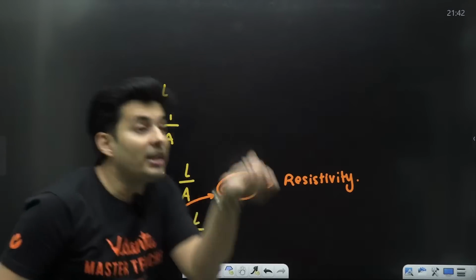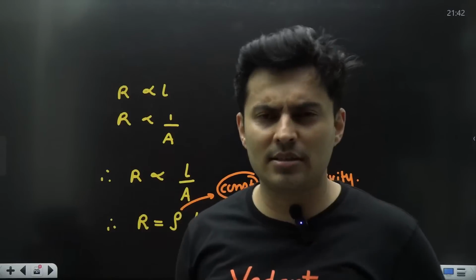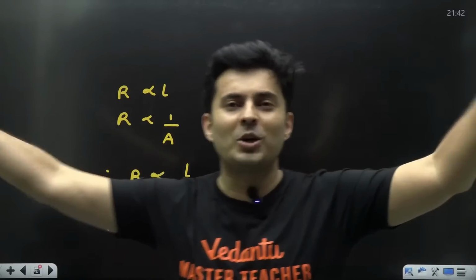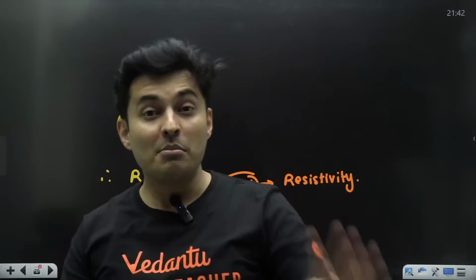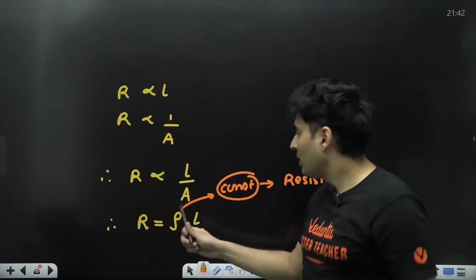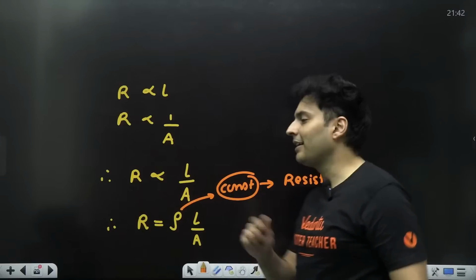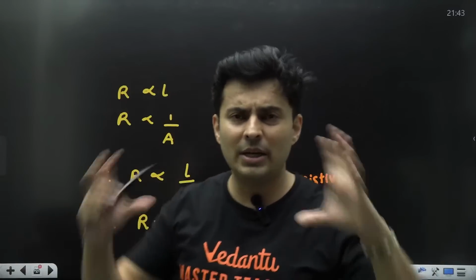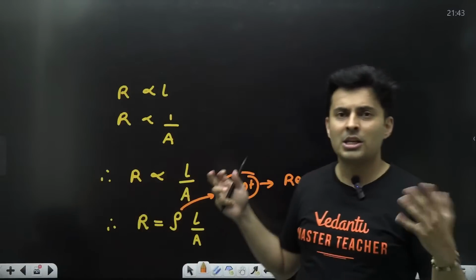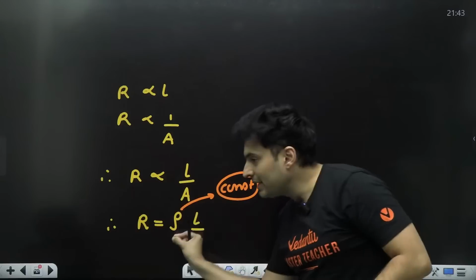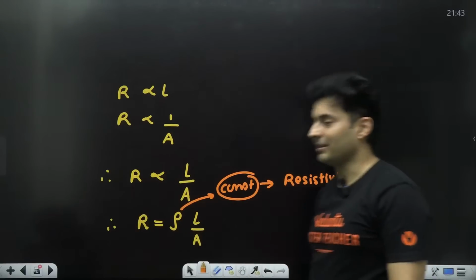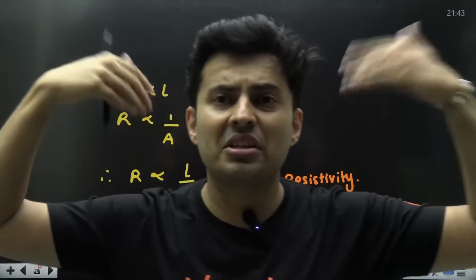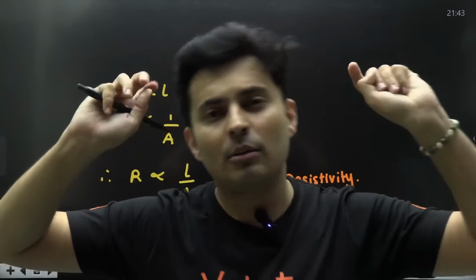Resistivity is of a material. Aluminium will have some resistivity. Copper will have some resistivity. No matter where you find it, copper will have the same resistivity. But resistance depends on resistivity, length and area. If you take more copper, the resistance might be more or less depending on whether area is more or length is more. But resistivity is a material-specific property. If I take a long rod of copper, then the resistance will be more, but resistivity will still be the same.